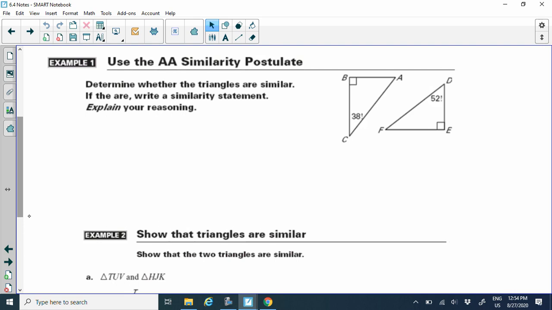So we are using the AA similarity postulate. Here we're going to determine whether the triangles are similar. And if they are, look at that little phrase, we need to write a similarity statement. You're going to be seeing that quite a bit, so make sure you know and understand what that is. It does tell us to explain your reasoning, but we should know there's only one way we can prove these are similar, and we need to show that. So if we're using the AA similarity postulate for these two triangles, we need to pick two out of the three pairs to show that they are congruent.